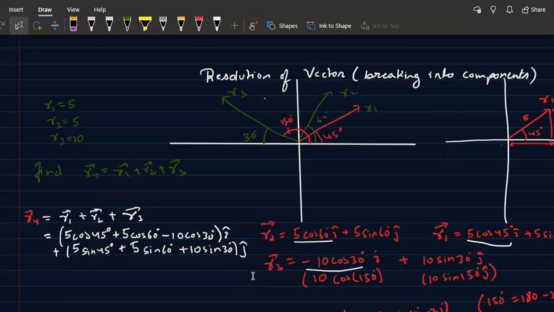So if we have to add two or three vectors, or more than two vectors, we have two methods. Either we can use the parallelogram law, or the triangle law of addition, or we can just break the vectors into components and then add them. Add the x component and y component.